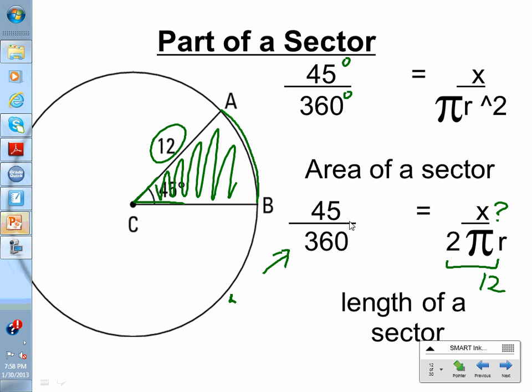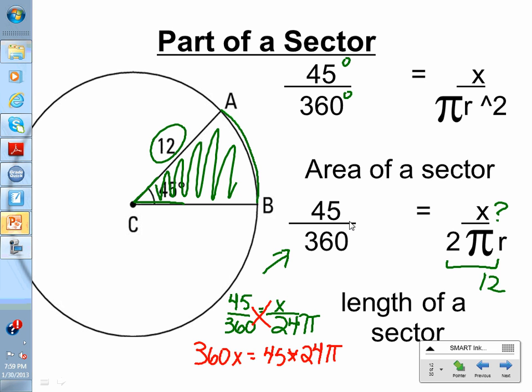So we have 45 over 360 equals x over 2 pi r, so I'm just going to multiply that, 24 pi. And then we have 2 fractions that equal to each other, so we should see that we should cross multiply. Typically, your answer will be in terms of pi most of the time, so you won't have to bother entering pi. So 24 times 45 is 1080.